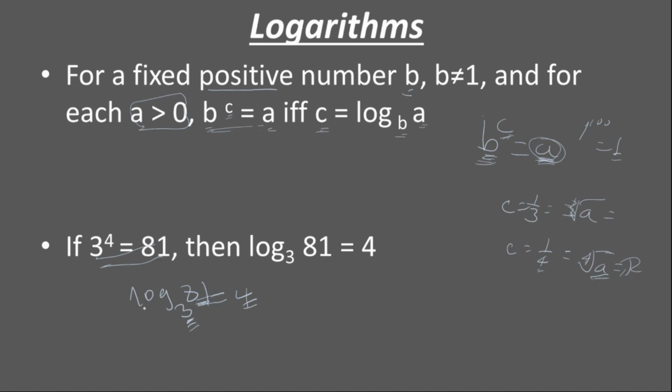To read, the logarithm of 81 to the base 3 is equal to 4, just like this. This is the way of writing logarithms.